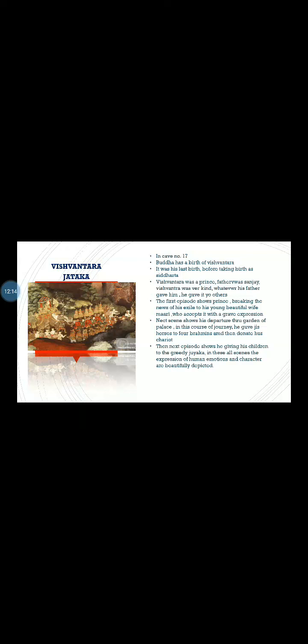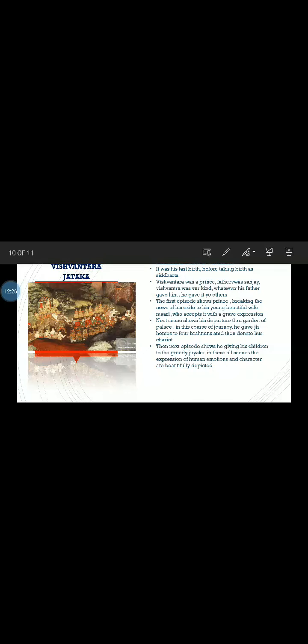Now the last one is the Vishwantara Jataka, which is shown in cave number 17, in which the Buddha has taken birth as Vishwantara. In his last birth, before taking birth as Siddharth, Vishwantara was a prince. In this, he is shown giving away to others whatever his father gave him.